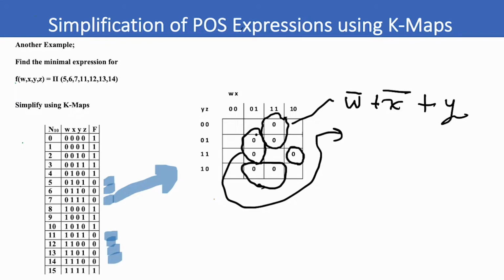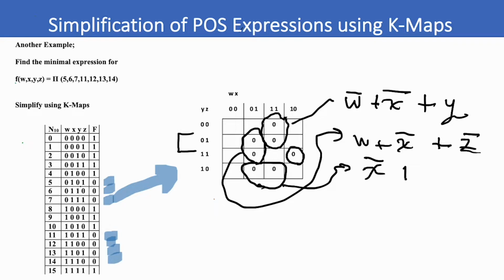Okay, let's do the second one. That's equal to W plus X bar, because W is a 0 and X is a 1, plus, in this covering right here, Y changes from a 0 to a 1 and the Z is a 1. So that's going to be equal to Z bar. Okay, let's do the third one here. The W changes from a 0 to a 1, so we're left with a 1 for X, so that makes it an X bar. And then we have Y is a 1 and Z is a 0, so that's equal to Y bar plus Z.